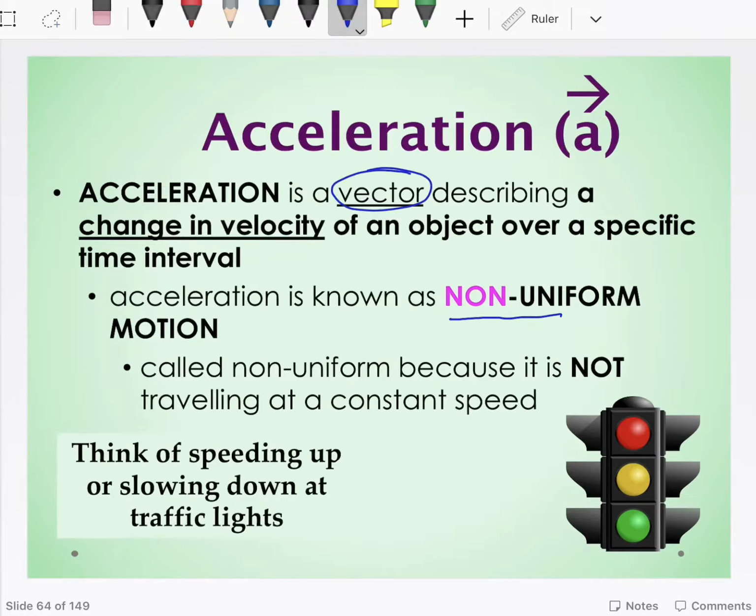Acceleration is a vector, which means direction is important. And the definition is about it being a change in velocity over a specific time interval. Okay? So again, we're thinking of speeding up and slowing down. Slowing down can still be called acceleration, but it would be negative acceleration.